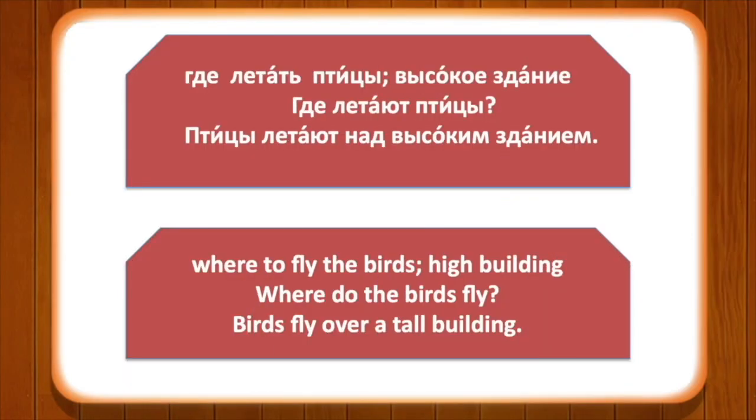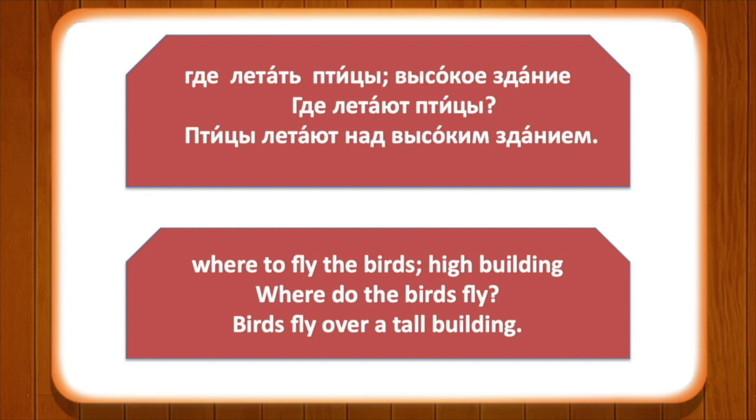Now let's pay attention to another dialogue which we have used to make you understand the usage of the творительный. Let's pay attention to the model. Где летают птицы? Высокое здание. Где летают птицы? Птицы летают над высоким зданием.